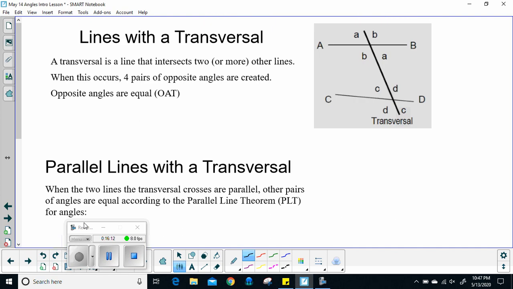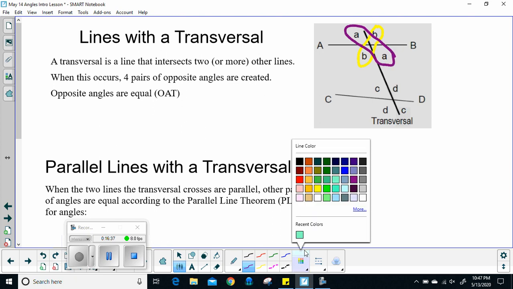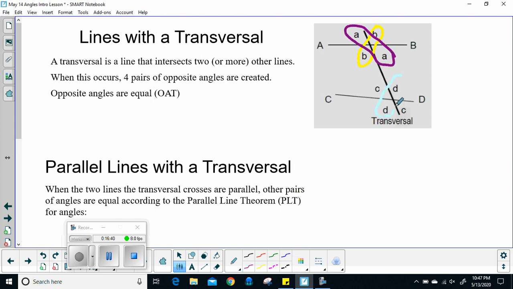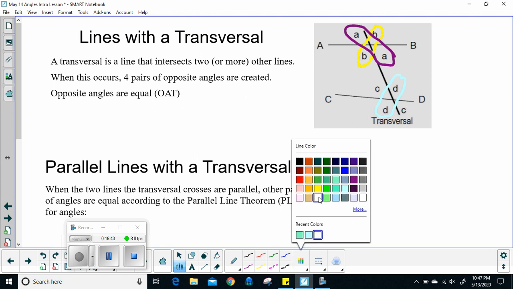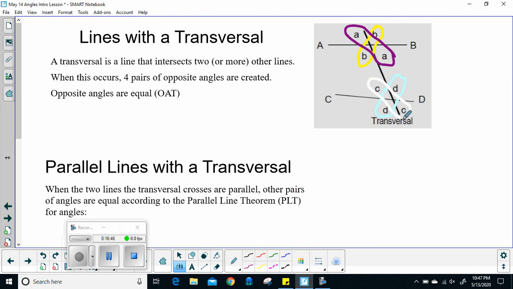What else we got? Oh, so now we're going to take two lines and we're going to put a third line through them. So this third line through them is called a transversal because it's cutting across two or more lines. And when this occurs, we now end up with a bunch of pairs of opposite angles. So just like what we just saw, these guys are now opposite, so they're equal. These guys are opposite, so they are now equal. These guys are opposite, so they are equal. And these ones are opposite and equal. So if it's any two lines, there's nothing special about the line AB, nothing special about line CD. Okay, now we've got four different pairs.